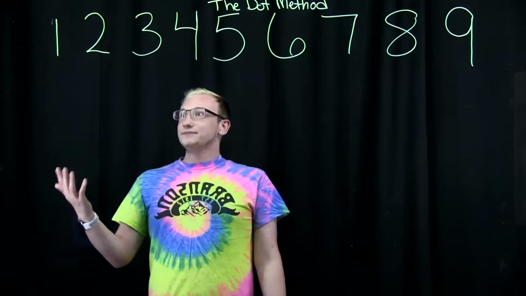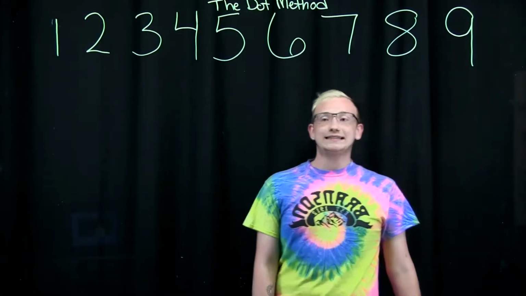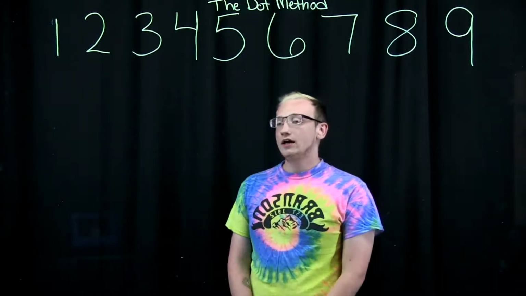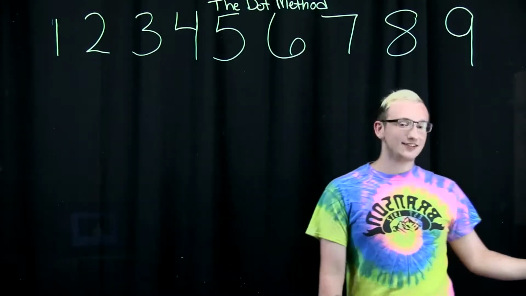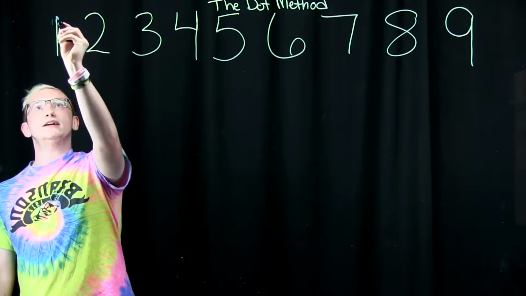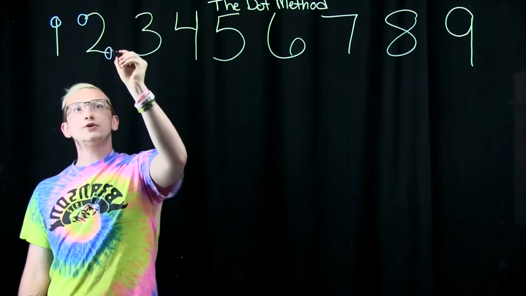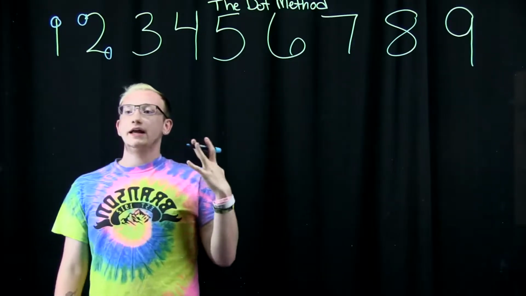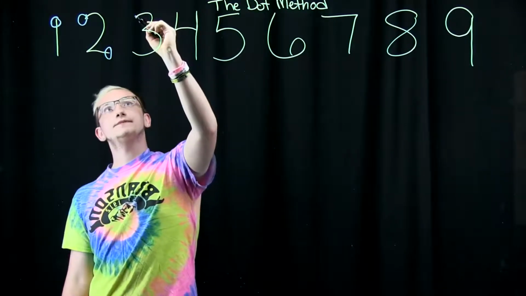So as you can see, we have 1, 2, 3, 4, 5, 6, 7, 8, and 9. So these are going to be our single digit numbers that we're working with. The dot method is exactly what it sounds like. So we're going to be using dots. So for number 1, I'm sure you've guessed, it has 1 dot. For number 2, we have 2 dots. I'm making these dots kind of big so that you can see them and understand how they're being used, but you do not have to make them this big.